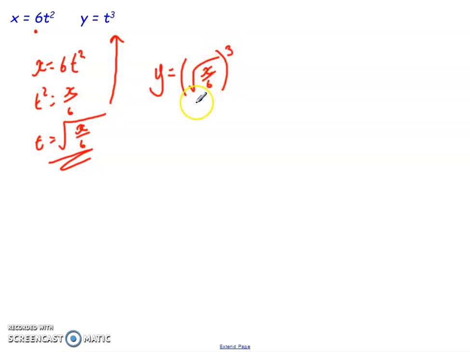If I was to write this in terms of powers, I'd know that the square root of x over 6 can be written as x over 6 to the power of a half. So what I'd then be able to say is that y equals x over 6 to the power of 3 over 2. So there you go. That's my constraint equation for that pair of parametric equations.